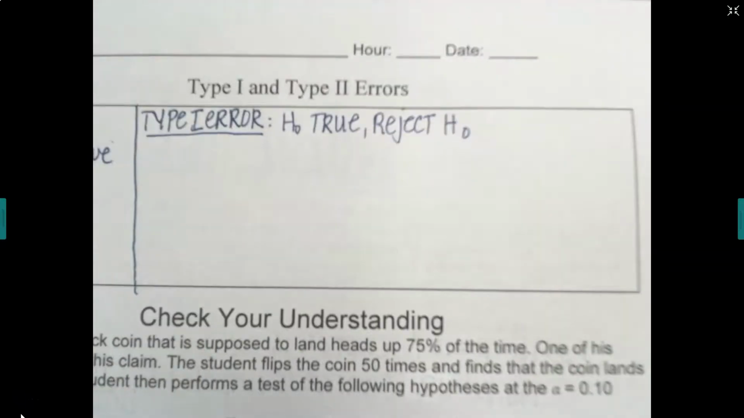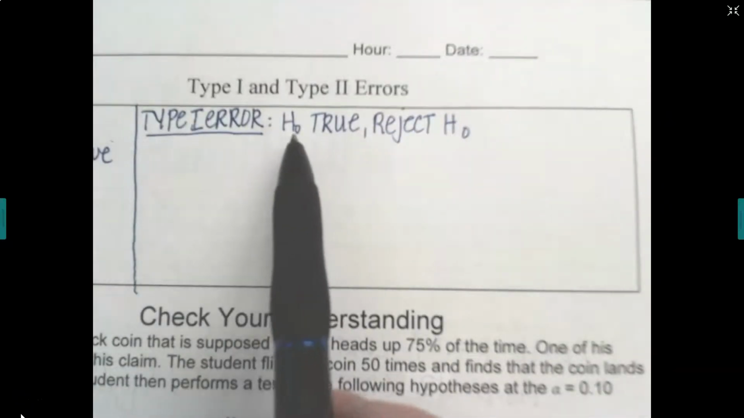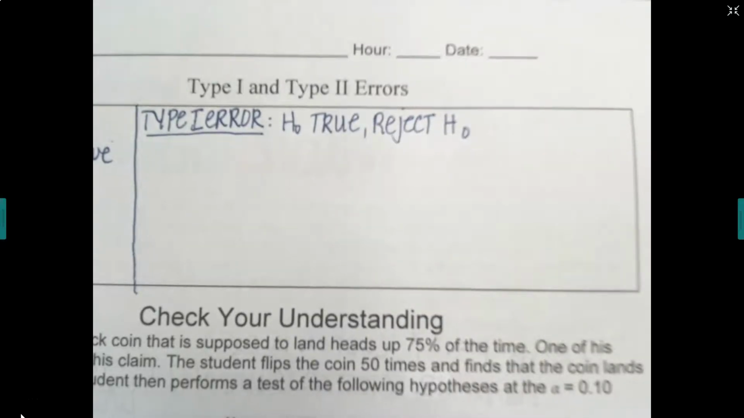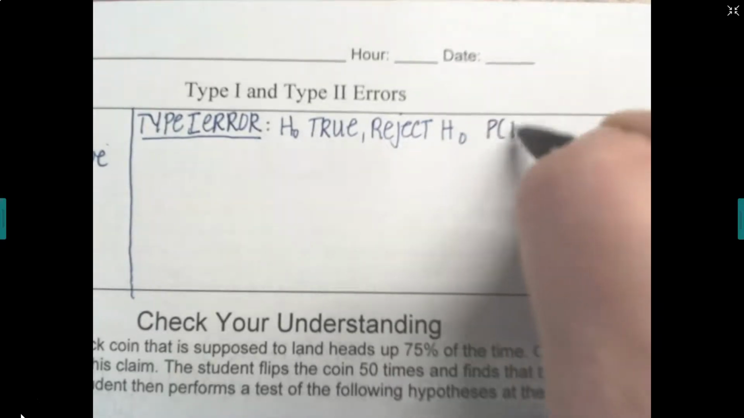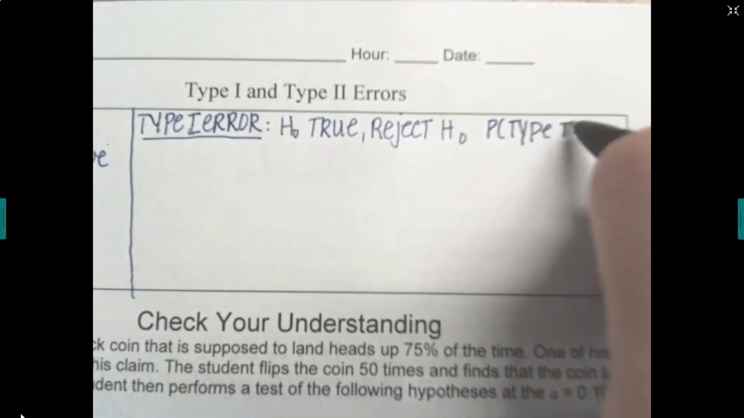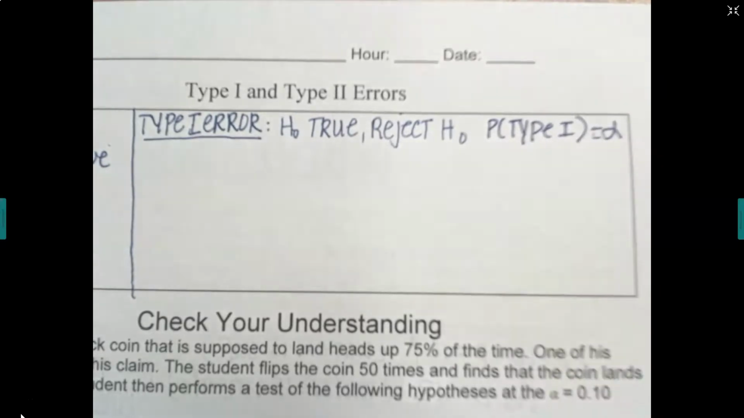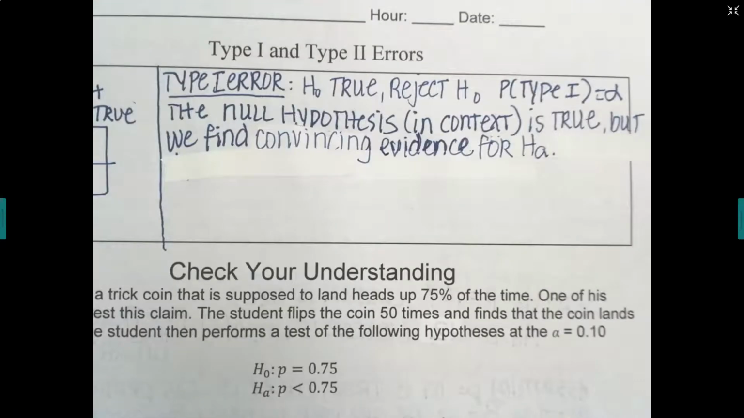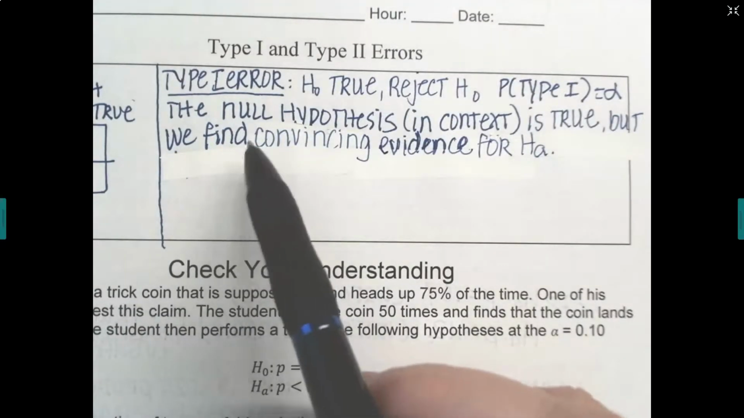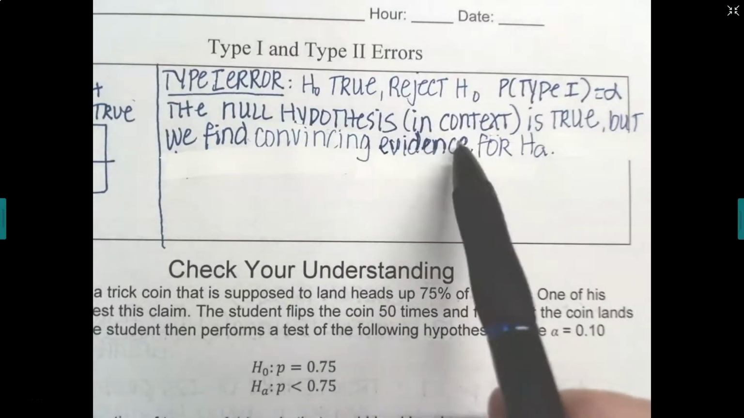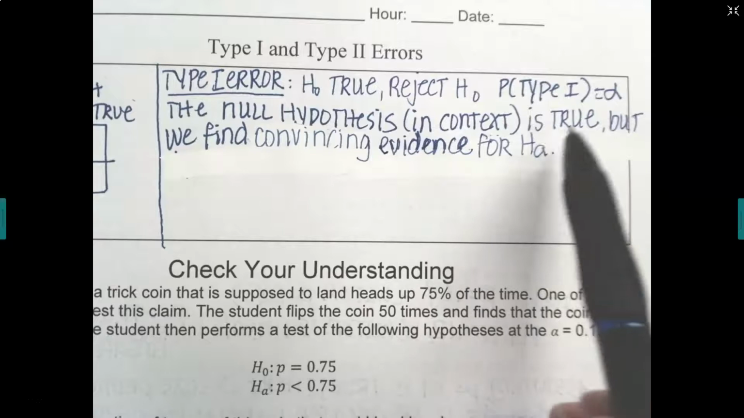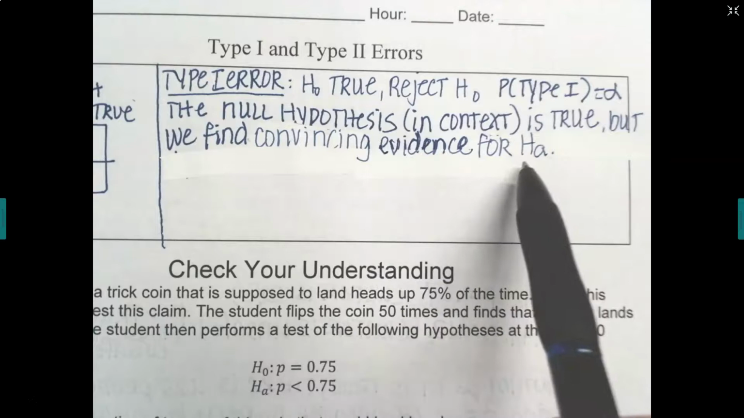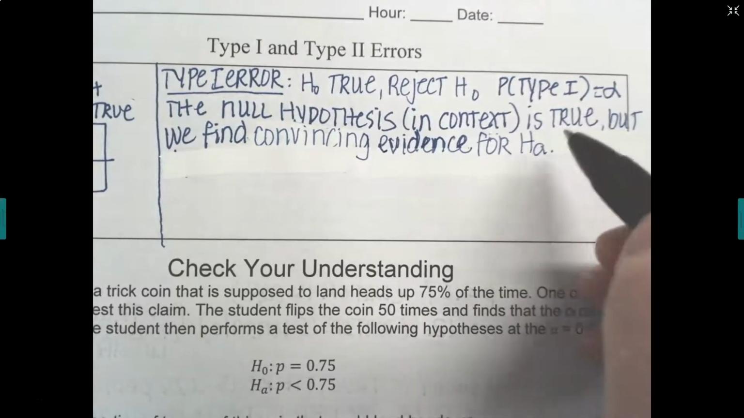All right, the first one I want to talk about is our type 1 error. And remember, your type 1 error is your null is true, but we rejected it. The probability of a type 1 error is equal to whatever your alpha level is. Now, when we're describing the type 1 error, you're going to want to talk about how the null hypothesis, whatever the context is, everything has to be in context, is true. However, we found convincing evidence for the alternative, and all of this needs to be in context too.